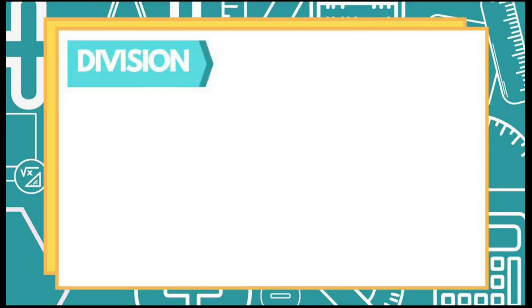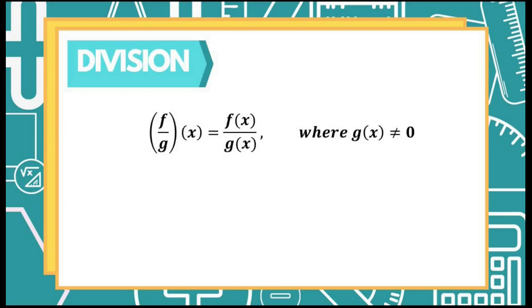And lastly, the operation involving division. This is the equation representing how to divide the functions, that is quantity f over g of x, or f of x over g of x, where g of x, or the denominator, should not be equal to 0. Why is that? Because when the denominator is 0, the function becomes undefined.